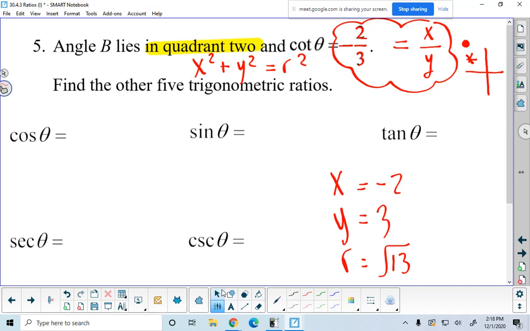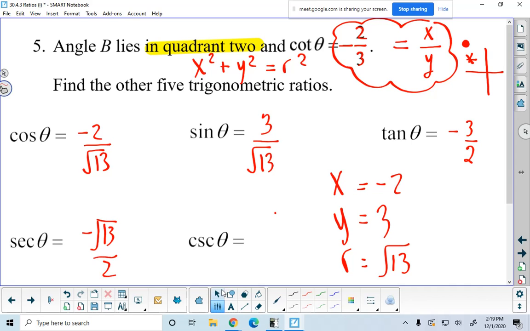Okay, good. I'm not even going to write down that cosine is x over r. I'm simply going to put negative 2 over root 13. You should know that sine is y over r. Well, that would be 3 over root 13. You should know tangent is y over x, or just take cotangent and flip it over. And secant is the reciprocal of cos. Cosecant is the reciprocal of sine.